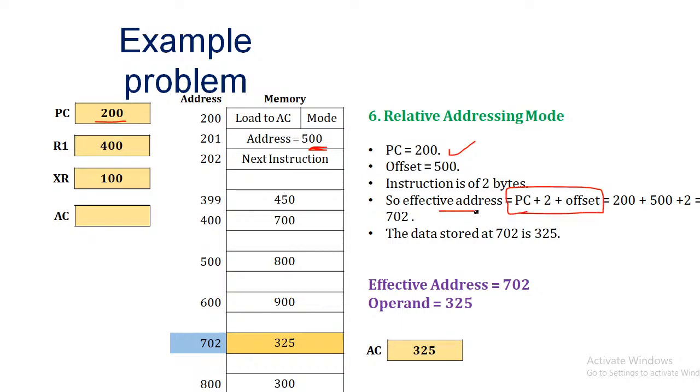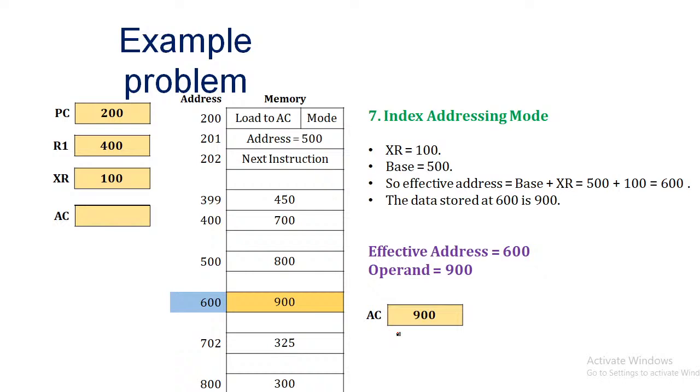the effective address. So you will get the effective address as 702, because this 200 will be added with the 500, and as this instruction is 2 bytes, the extra 2 will be added. So you get the effective address as 702. The content of 702 is 325, and that is going to come here. This is the way we calculate the PC relative addressing mode.